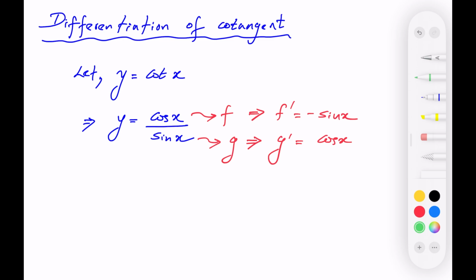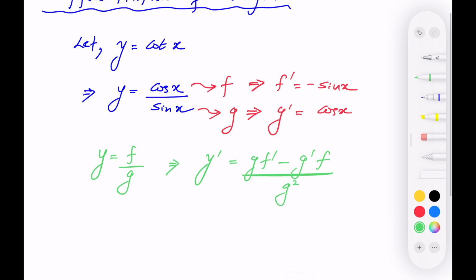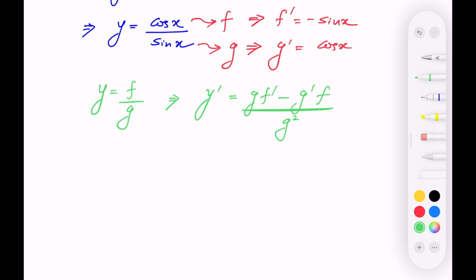Here's a quick recall of the quotient rule. If you have y equals f over g, then y prime, the first derivative of y, is equal to g times f prime minus g prime times f, all of that divided by g squared. Using that quotient rule, we can quite easily differentiate the function cotangent x when it's written as cosine x over sine x.